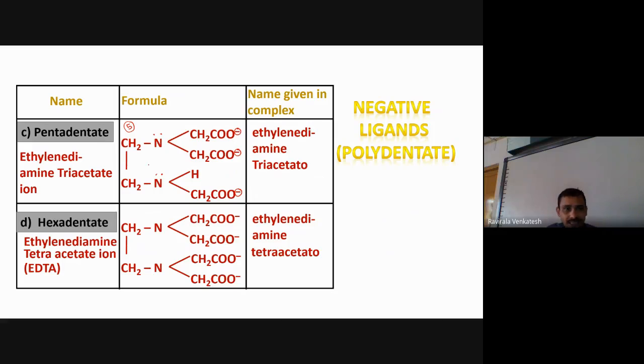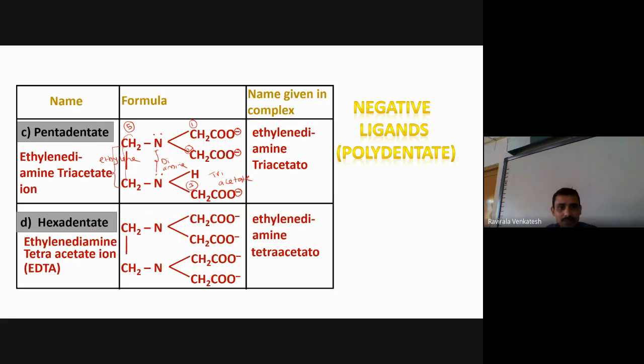Why are you calling it ethylene? See, 2 carbons are there, 1, 2. These 2 collectively are called ethylene. Now how many amines are there? 2 amines, therefore it is called diamine. Next, triacetate ion. How many acetate ions are there? 1, 2, and 3. Therefore we call this triacetate ion. So this is the ethylene part, this is the diamine part, and this is triacetate. So this is called pentadenticity.